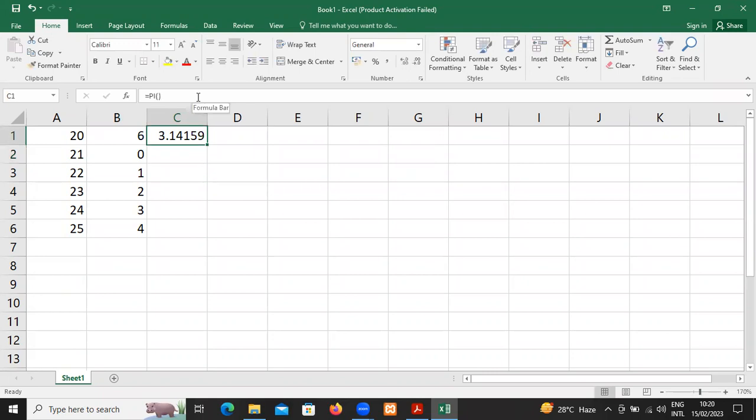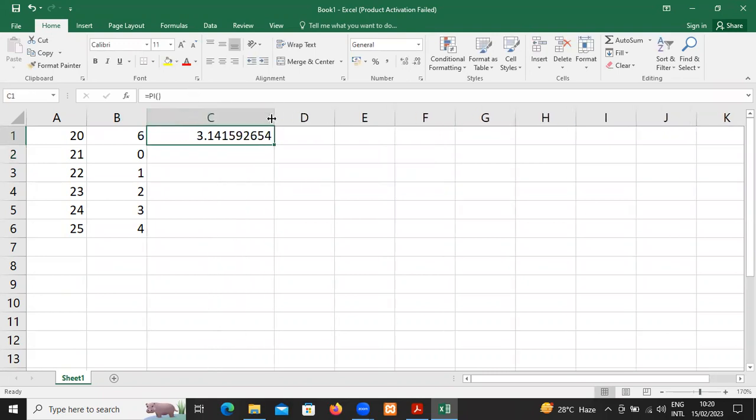It gives you 3.14159. You may expand it. You will get several more digits: 3.14159, 6254. We normally write it as 22 by 7 in ordinary mathematics. And pi has several digits after the dot. The number of digits is unending.